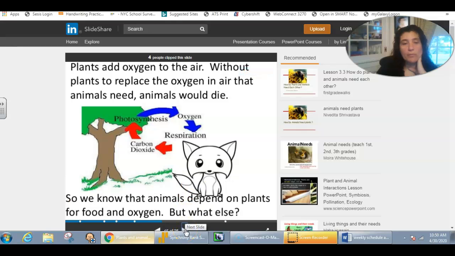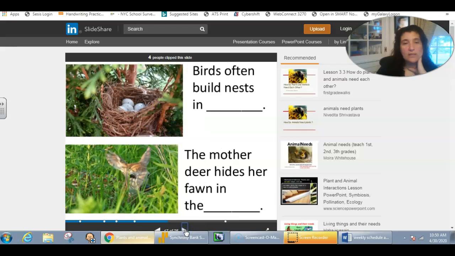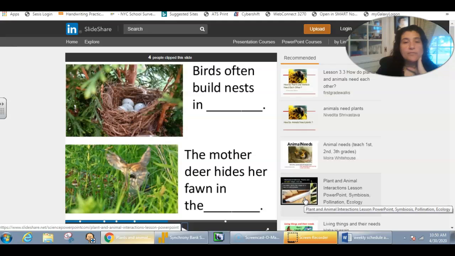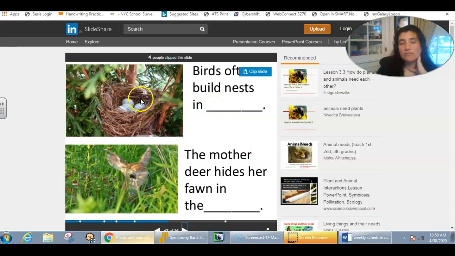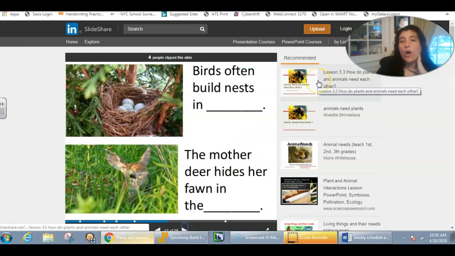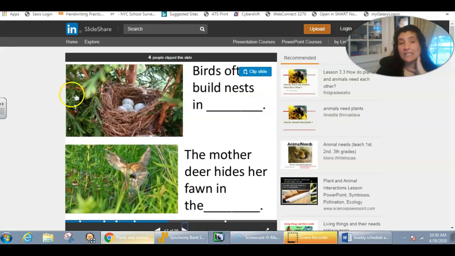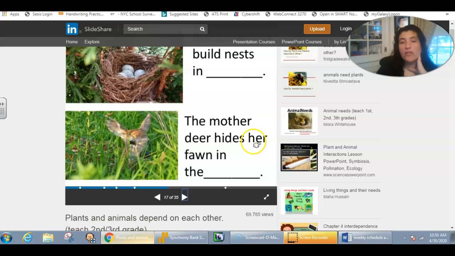This is a little bit more about plants. Okay, we want to get back to the animals right now. So birds, this is a little nest with little eggs. So birds often build nests in trees. Okay? And here's a deer. The mother deer hides her fawn, which is her baby, in the grass.